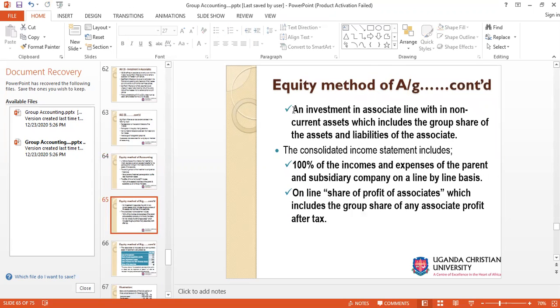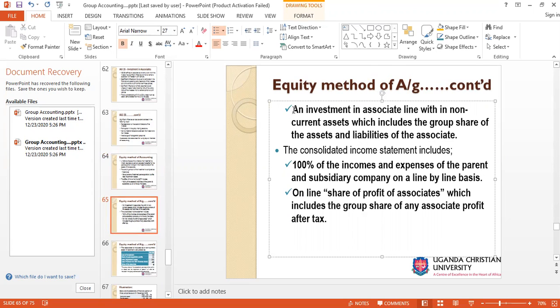Then, after that, you have to come up with an investment in associate line within non-current assets. So after the property, plant, and equipment in non-current assets, you add an investment in associate, because an investment in associate is a non-current asset. You put it on a line of its own, which includes the group share of the assets and liabilities of the associate. We have seen how we computed it up there.